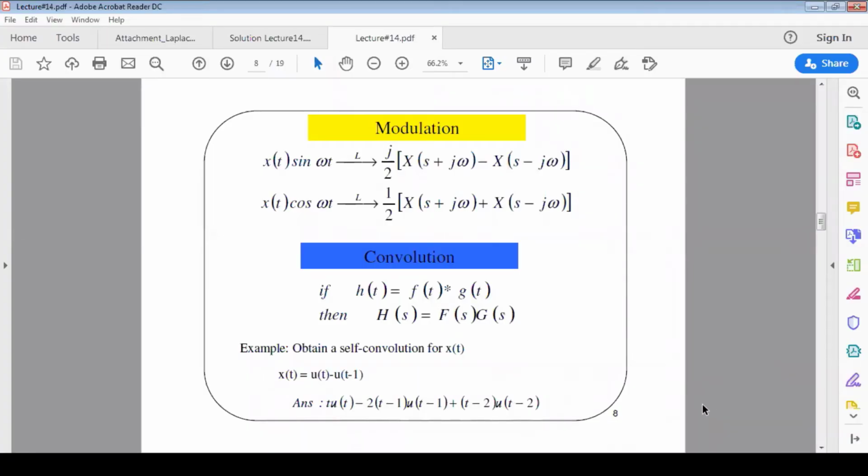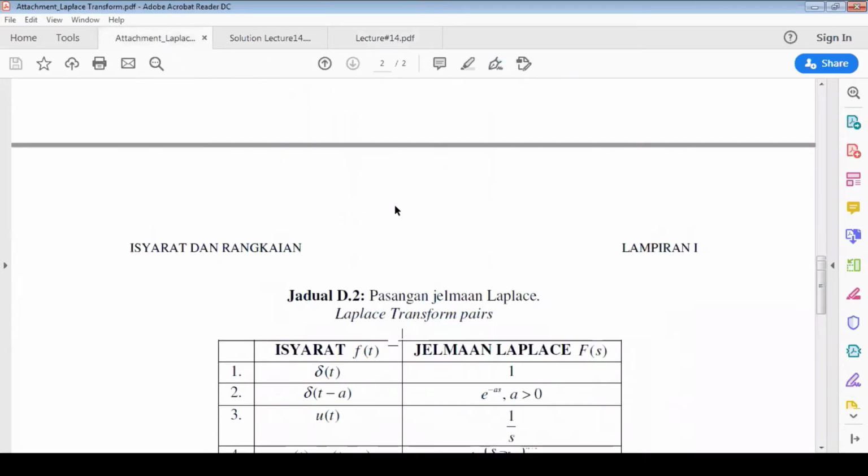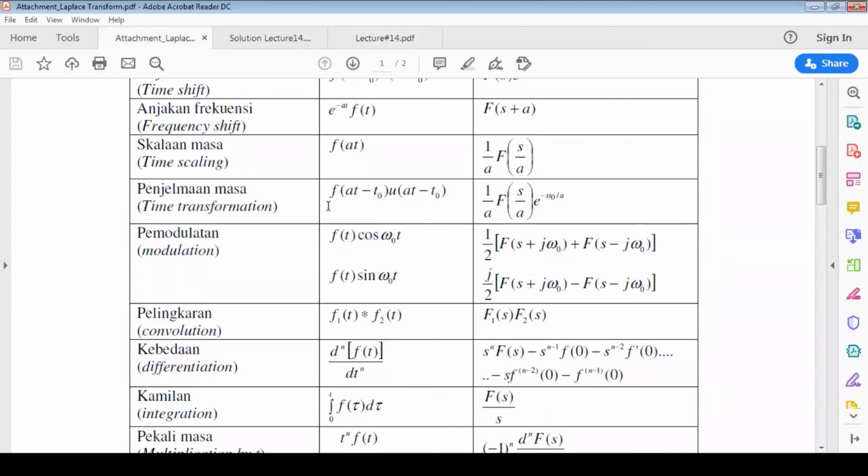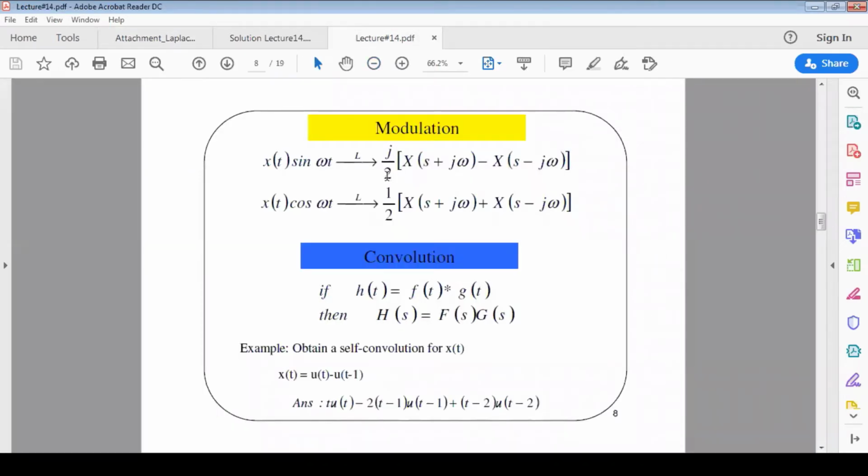Okay, hello. In the second part of lecture 14, I'm going to proceed with the properties of modulation. In properties of modulation, you can refer to the attachment here, the first page, where we have the modulation properties. If we have x(t) multiplied with sine omega t, the Laplace transform is written to look like this.